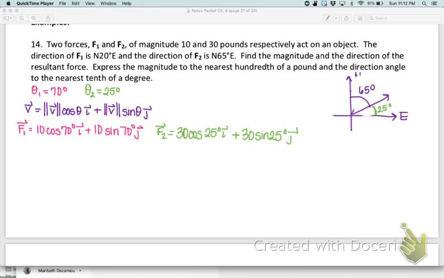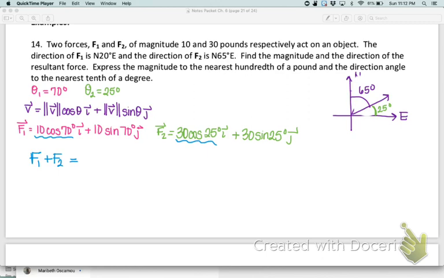Now, I want the resultant vector F1 plus F2. That's what we want. So remember that in order to do that, I need to add these two components together. And I'm going to go ahead and put that in my calculator. 10 cosine 70 plus 30 cosine 25.